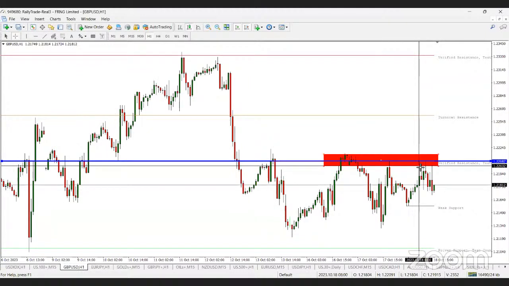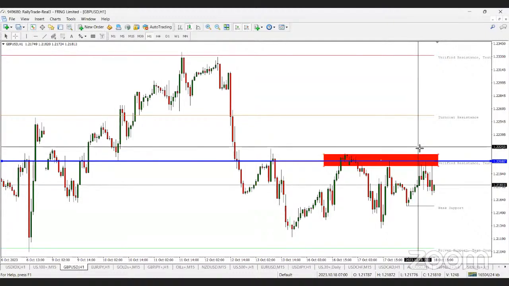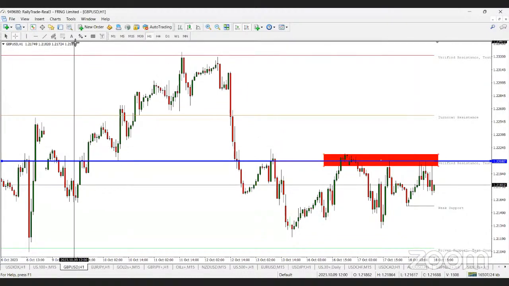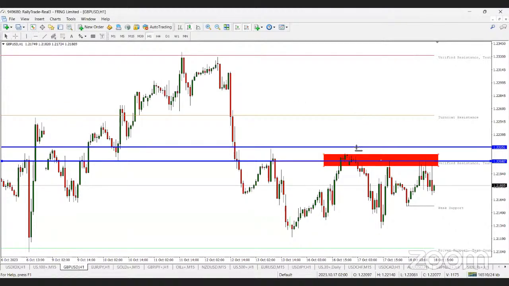1.22030. So anything that makes GBP USD buy up to that place, you want to start looking out for a sell. Even if GBP USD buys up to 1.22160, still look out for a sell there. The only time I will consider a buy is if GBP USD closes above 1.22250. If GBP USD closes above 1.22250, that is when I will consider buying GBP USD.